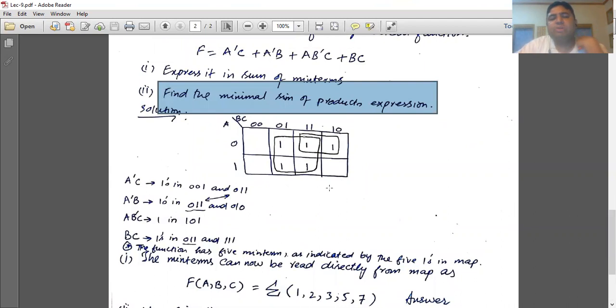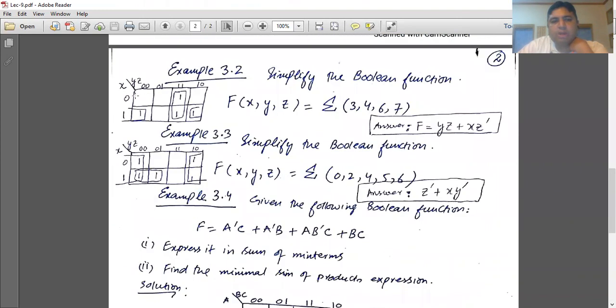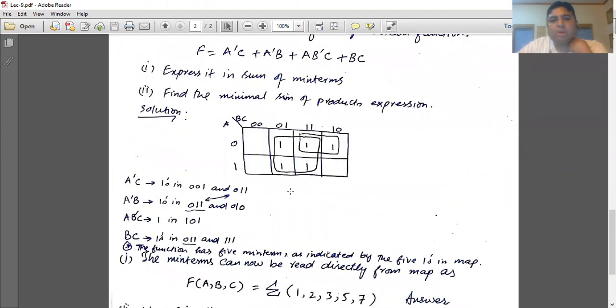Minimal sum of products means you have to simplify this function, just like in the first three examples, where we were doing that K-map by taking adjacent ones and simplifying it. So now we will take these four ones, which are adjacent. What will be the simplified term? You can say A will be eliminated, because A is 0 here and A is 1 here. A is changing from 0 to 1, but the function is remaining the same.